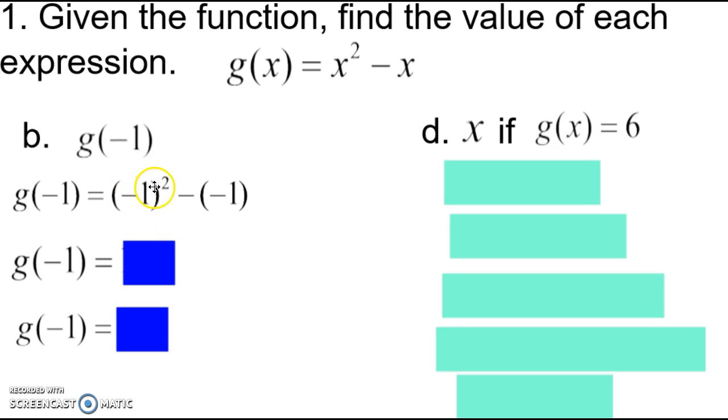You could also know that negative 1 squared is positive 1 because negative times a negative is positive. And then when you subtract a negative, that's the same thing as adding it. So g of negative 1 is 2.